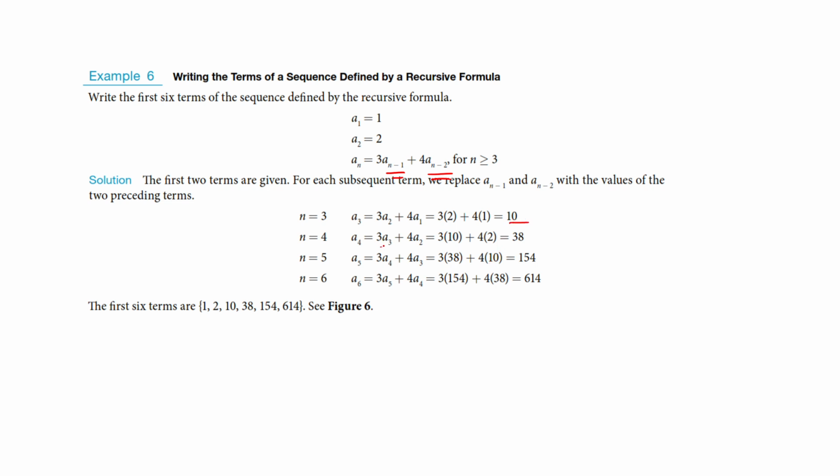Now let's try again. When N is 4, I'm going to need the term just before us, which was 10. And I'm going to need the term 2 before us, which was the 2. Crunch it down. Follow the same pattern. So when N is 5, A4 is going to be the previous iteration, which was 38. A3 is going to be 2 iterations ago, which was 10. Just keep crunching in this fashion, and here are our first 6 terms.